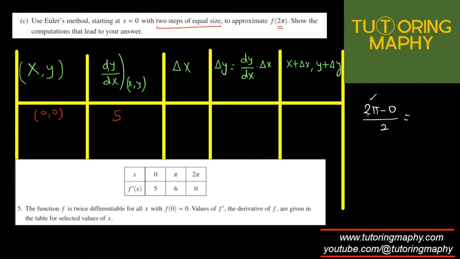Final value is clearly 2 pi. Initial value is clearly 0. 2 step size means divide by 2. So this comes out as pi. So this over here I have pi.